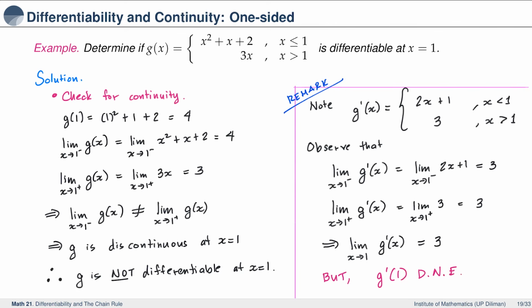So if you're using the theorem we've shown earlier, be sure to check first for continuity before taking the limit of the derivative. Okay, that ends the second part of our lecture today.